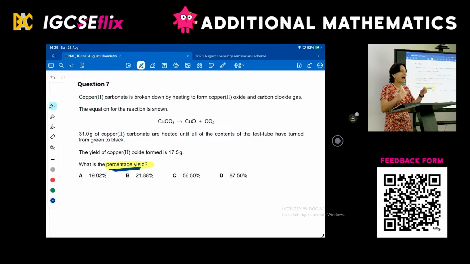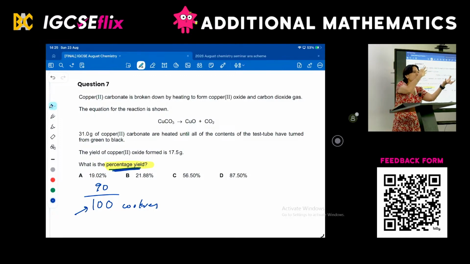Percentage yield means what? I have all my ingredients to make 100 cookies. But after I make the dough, make everything, I only got 90 cookies. Why? Some fall on the floor, some fall into my mouth. I only got 90 cookies out of 100. Because of the amount of flour, sugar, chocolate chip, everything I bought, I am supposed to get 100 cookies.